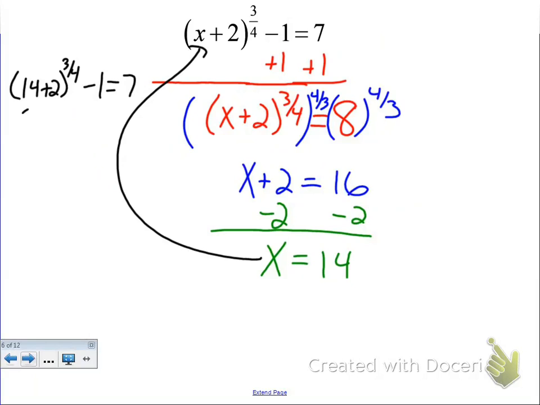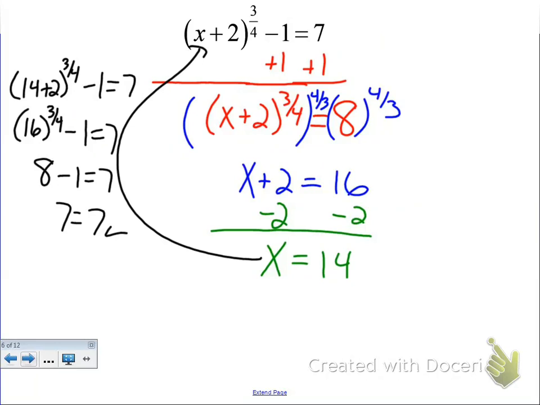So here we have 14 plus 2 is 16 to the 3/4 power minus 1 equals 7. 16 to the 3/4 power would then be 8. 8 minus 1 is 7. And does 7 equal 7? Yes, it does. So that means our original answer of x equals 14 is true.